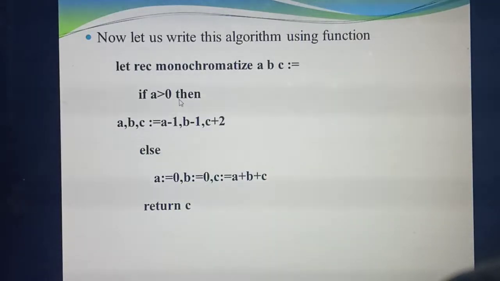Then what's the condition? A is greater than 0. Same, by seeing the flowchart you can write. If A is greater than 0, what do you need to write? A, B, C is A minus 1 and B decreased by 1, and the value of C is increased by 2. Else, if the value of A and B is 0, what answer will you get? C equal to A plus B plus C. Then what will you get as the answer? Return C.